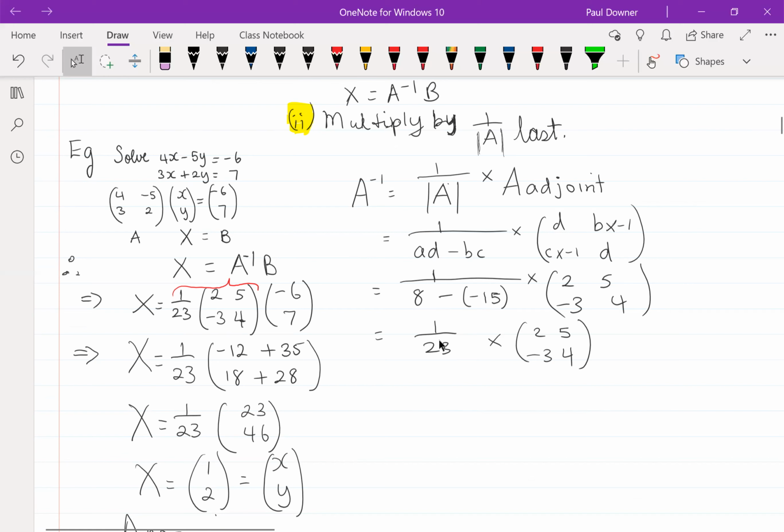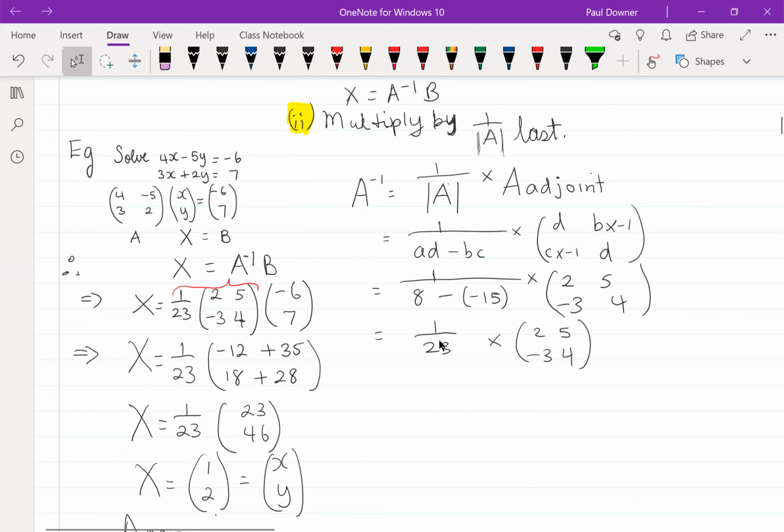How do we get that answer? 2 by minus 6 is minus 12. 5 by 7 is 35. Remember, we multiply in row by column. When we add these, that will give us our first element. Let's get the second element by multiplying this row by this column. Minus 3 by minus 6 is plus 18, and 4 by 7 is 28. We add these two together to get this element here. Minus 12 and 35 will give me 23, and 18 and 28 will give me 46. So we end up with this final calculation for x.